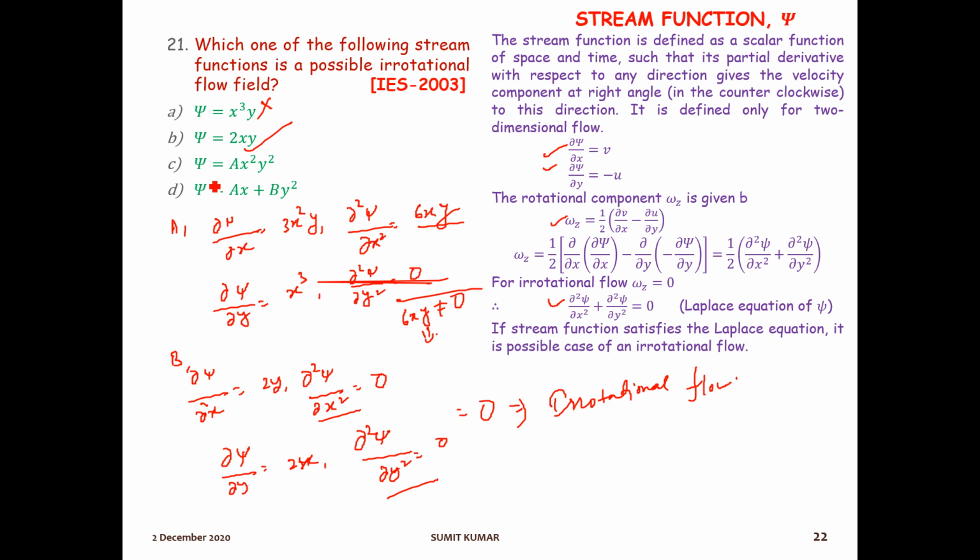For further checking, you can follow the same process for C and D. Since obviously the answer will be only one option, we got option B as the correct answer. No need to check C and D, but for practice purposes you can check C and D as well. So option B is the correct answer.